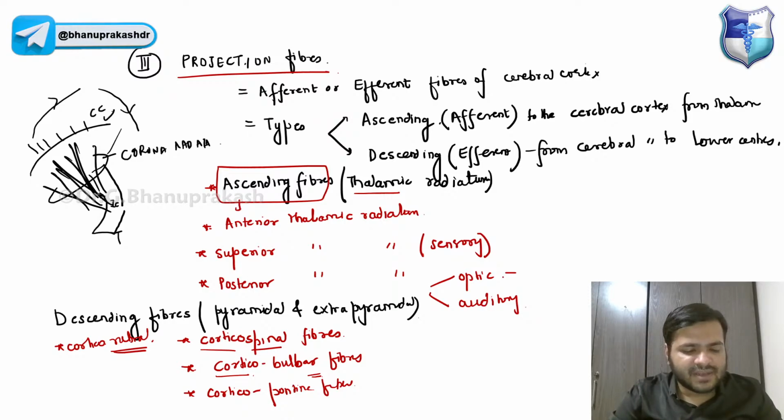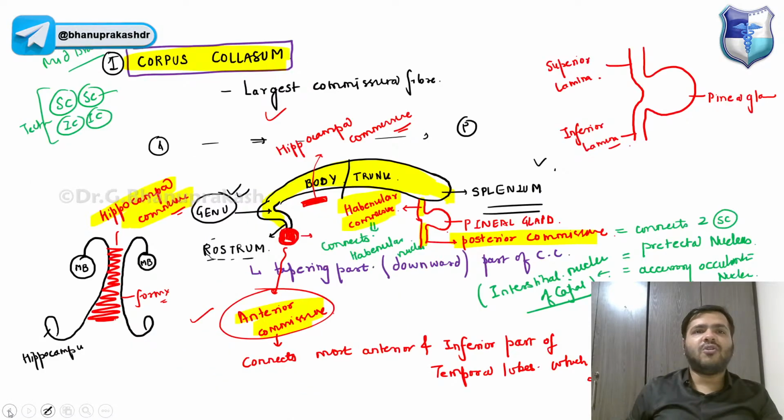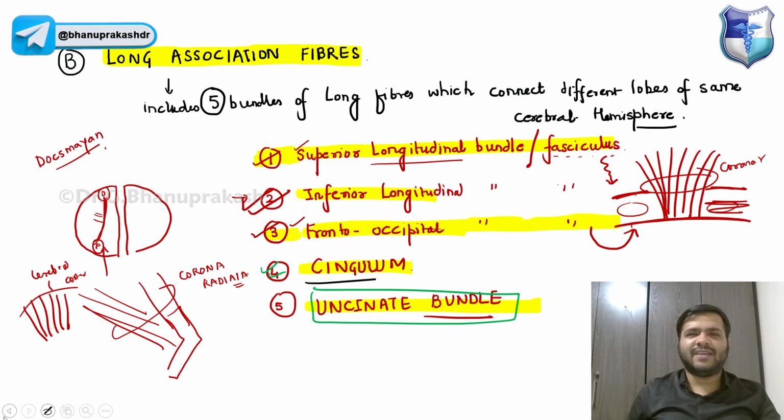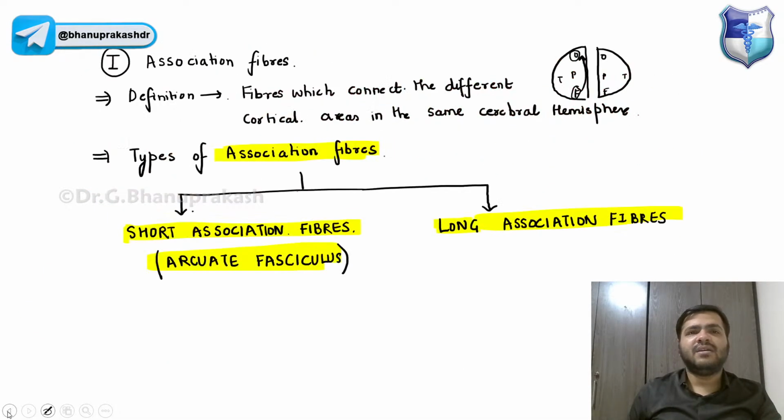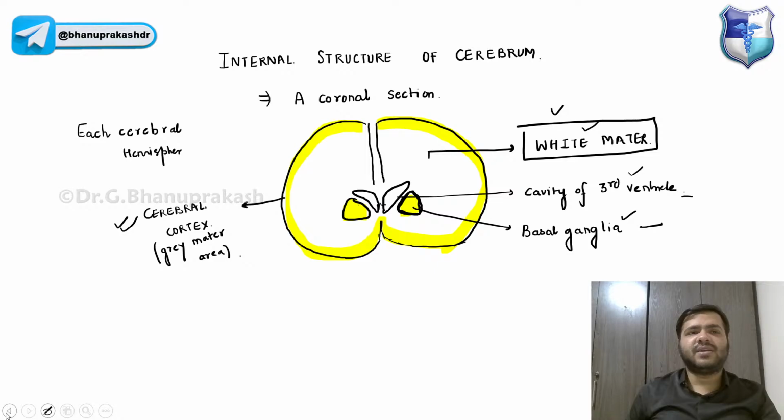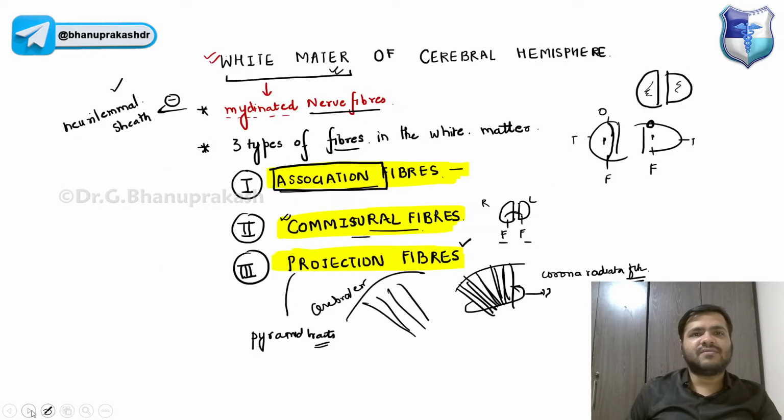Tomorrow I will be discussing the internal capsule, the basal ganglia, the third ventricle, and the lateral ventricle. Today we have discussed the white matter. All the fibers I have discussed with you in a very short, diagrammatic form. I hope today's structure is clear to everyone. I hope you all enjoyed what we discussed today.